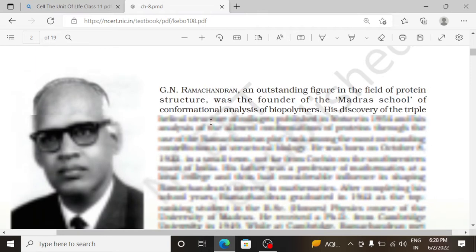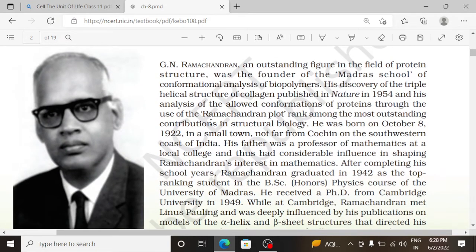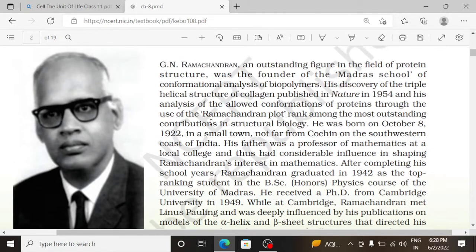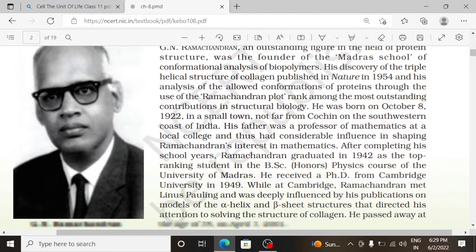So here we are given about the scientist who is G.N. Ramachandran, an outstanding figure in the field of protein structure, was the founder of the Madras School of Conformational Analysis of Biopolymers. His discovery of the triple helical structure of collagen, published in Nature in 1954, and his analysis of the allowed conformations of proteins through the use of Ramachandran plot rank among the most outstanding contributors in structural biology.